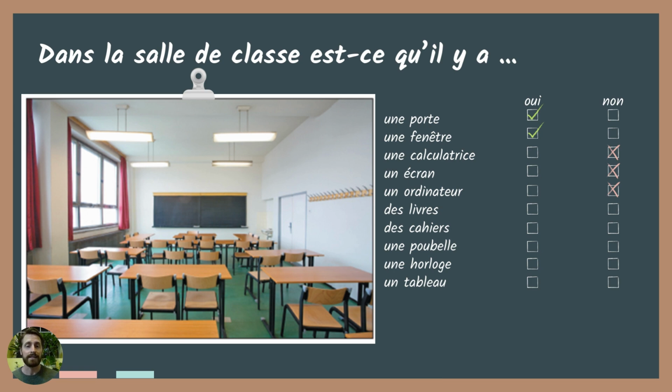Dans la salle de classe, est-ce qu'il y a des livres? Non. Dans la salle de classe, est-ce qu'il y a des cahiers? Non. Dans la salle de classe, est-ce qu'il y a une poubelle? Non. Dans la salle de classe, est-ce qu'il y a une horloge? Non. Dans la salle de classe, est-ce qu'il y a un table? Oui, il y a un table. Okay, so hopefully that was pretty easy. Just make sure that you're reviewing that vocabulary and knowing exactly what you're looking for there.